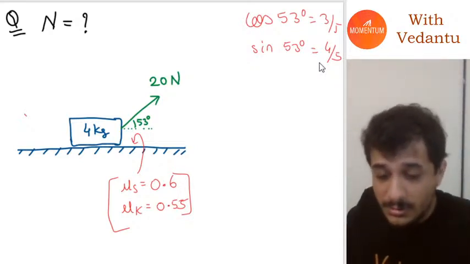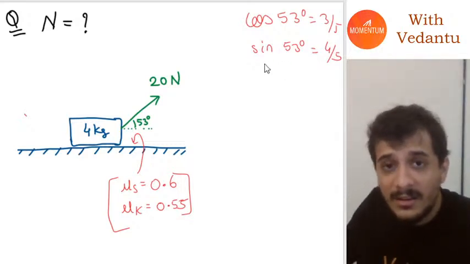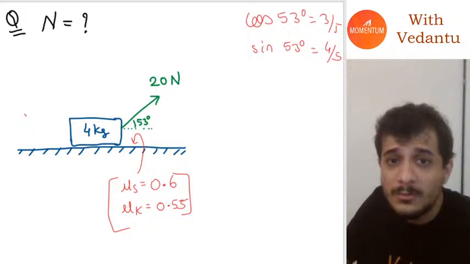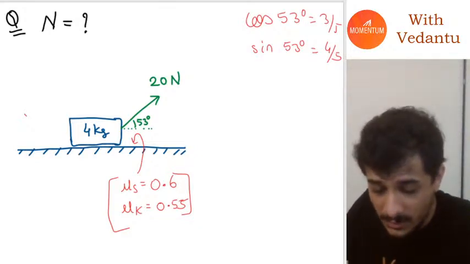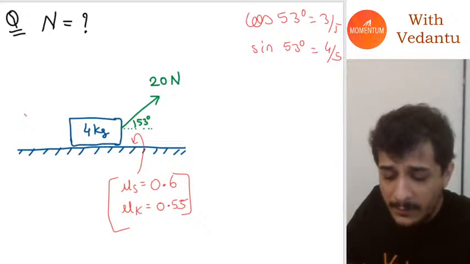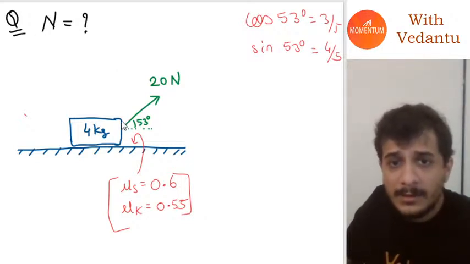So anybody can give me the answer here. What will be the normal reaction? Ritesh Pathak is saying 24 Newton. That is correct.